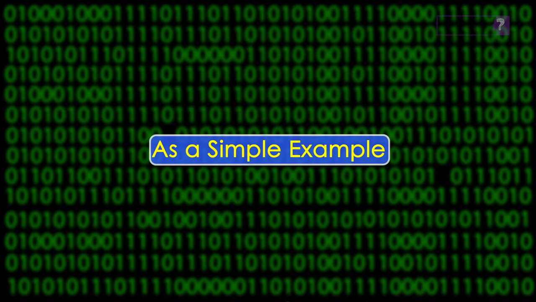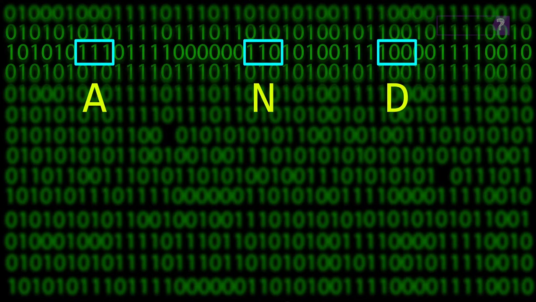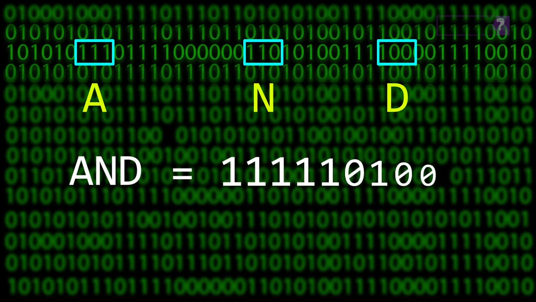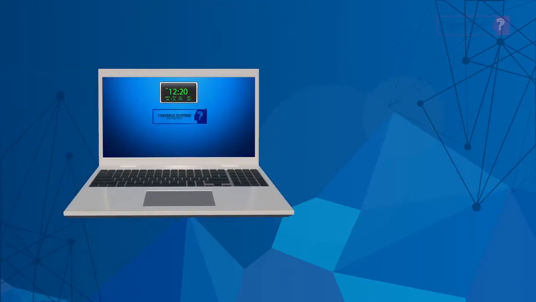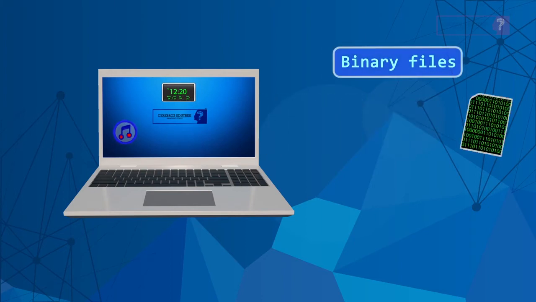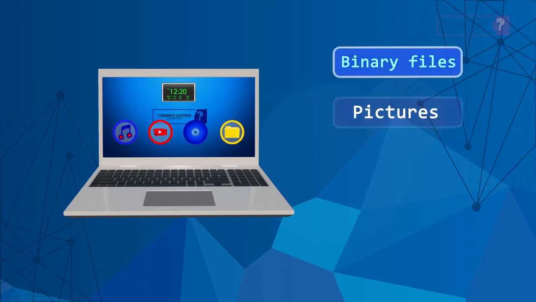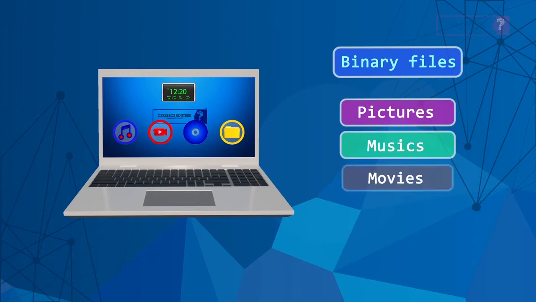As a simple example, if 111 means letter A, 110 means letter N, and 100 means letter D, then the computer will store the English word "and" in the form of 111, 110, 100. And binary language can store not just words, but all kinds of information, including pictures, music, and movies.